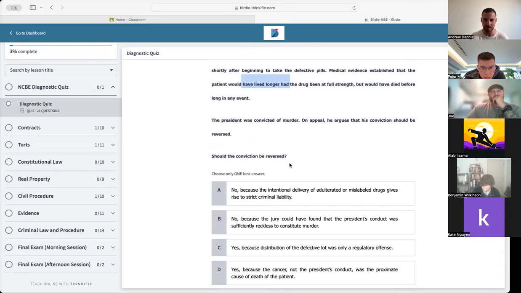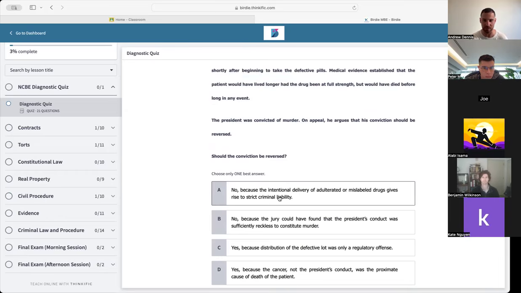So, yes, because the distribution of defective lot was a regulatory offense. Okay, so the president was convicted of murder and on appeal, he argued that his conviction should be reversed. Should the conviction be reversed? The answer is no. The conviction should stand. No, because the intentional delivery of adulterated or mislabeled drugs gives rise to strict criminal liability. No, because a jury could have found that the president's conduct was sufficiently reckless to constitute murder.